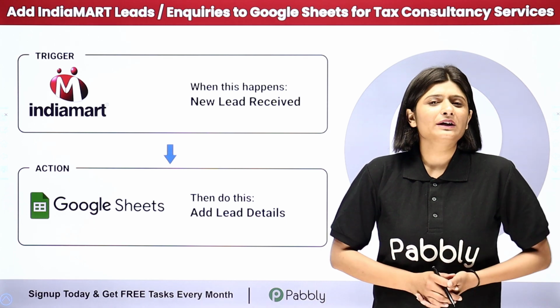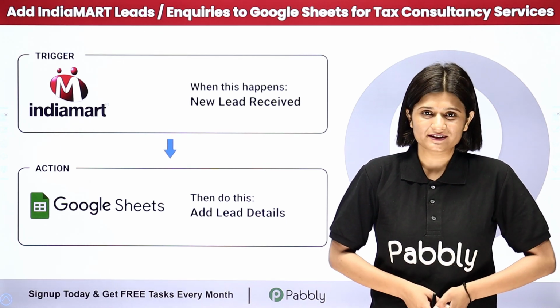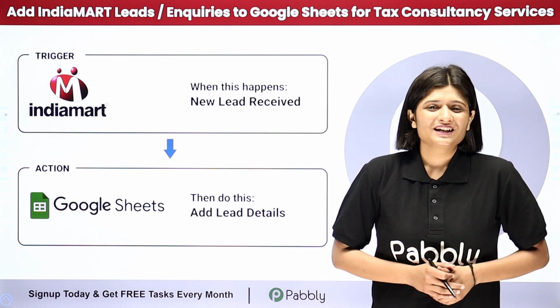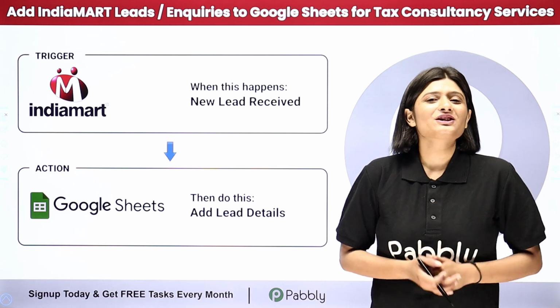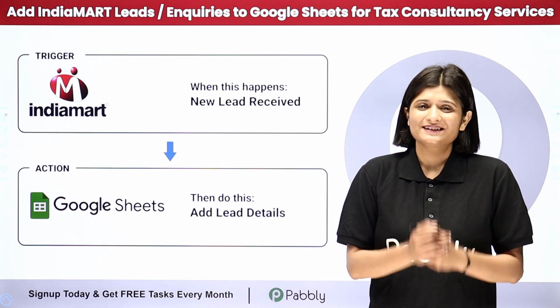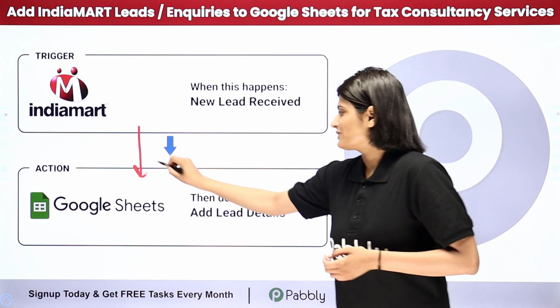Now doing this manually will be a very time consuming task, so I am going to completely automate this process, and to do this automation I am going to use Pabbly Connect. Pabbly Connect is an amazing automation and integration software which requires no coding or programming skills. Here I just need to build a connection between IndiaMART and Google Sheets.